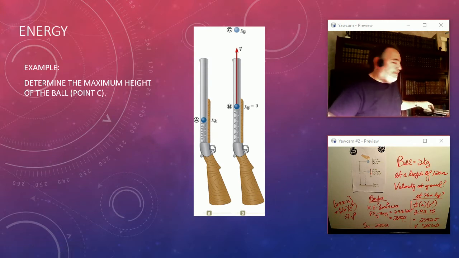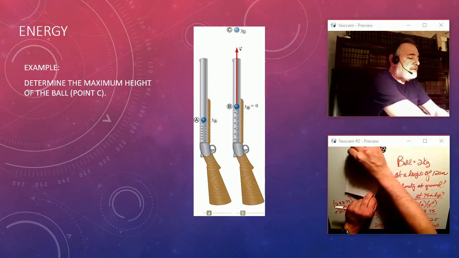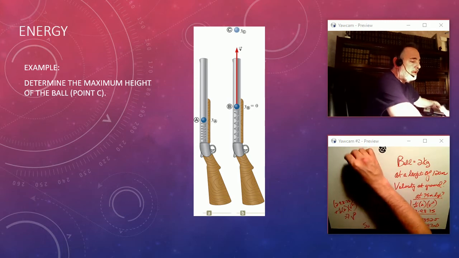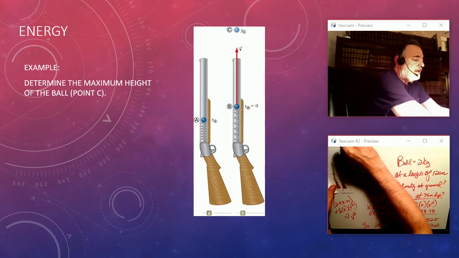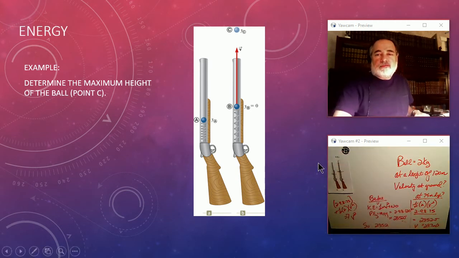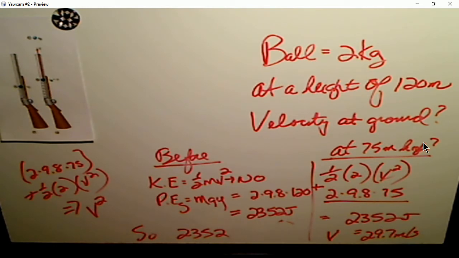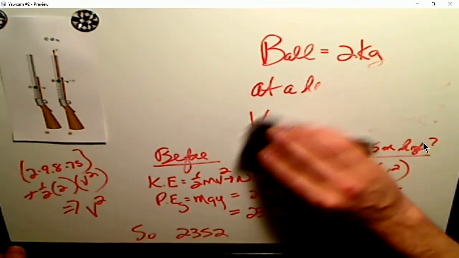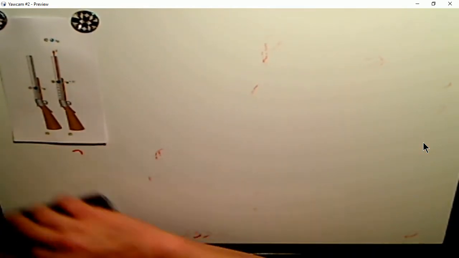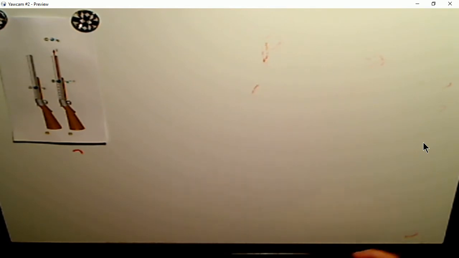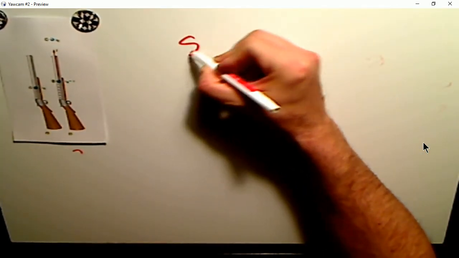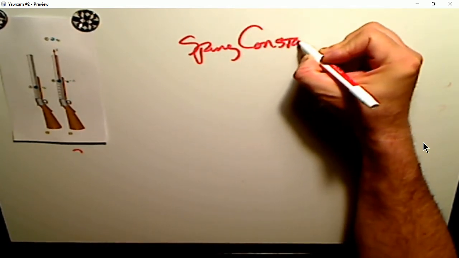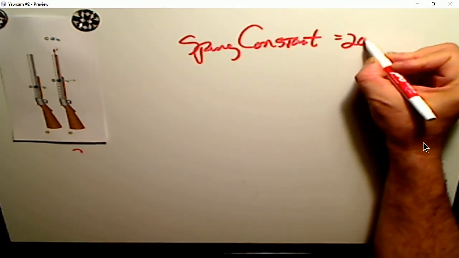Let's take this BB gun example. Another similar type of example where we have to solve for the energy of a system. We're determining the maximum height this ball goes. So if we look at this, let's say this spring has a spring constant of 2,000 newtons per meter.